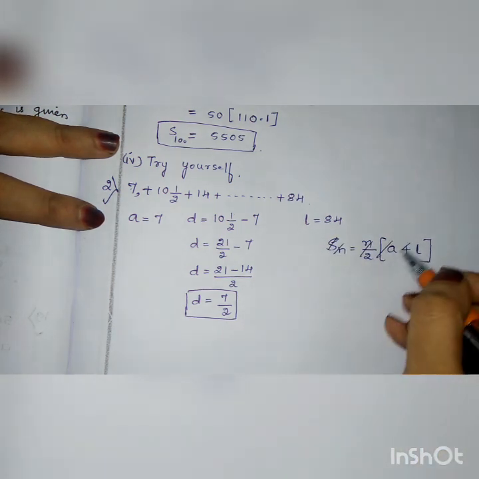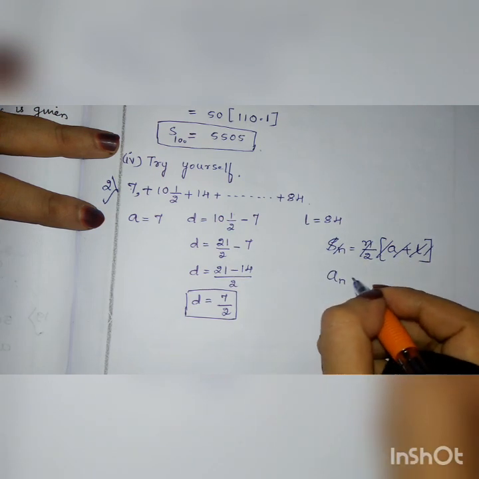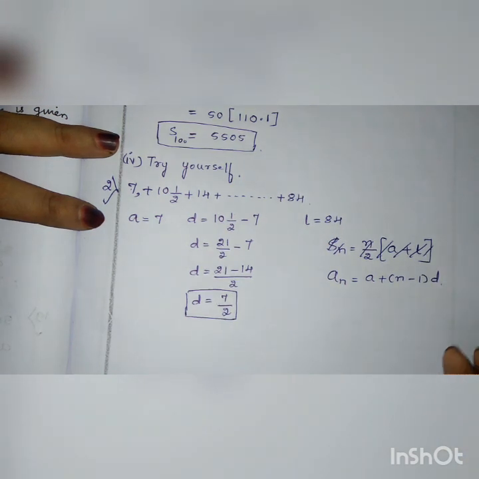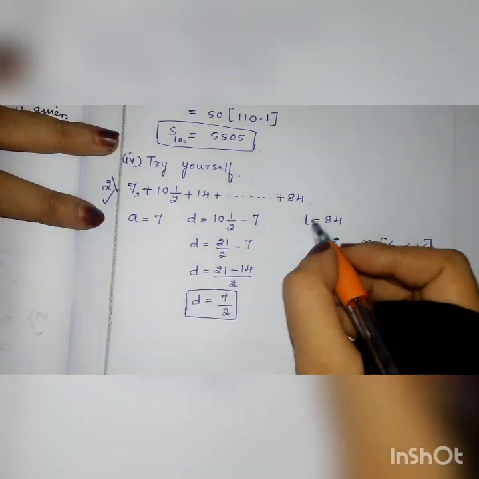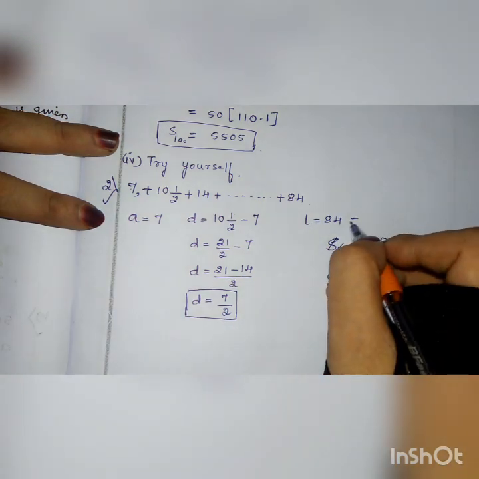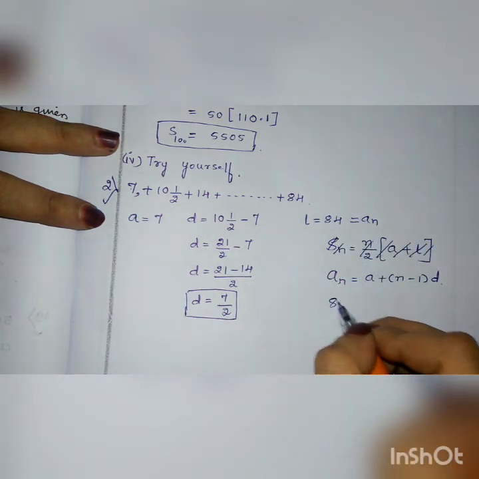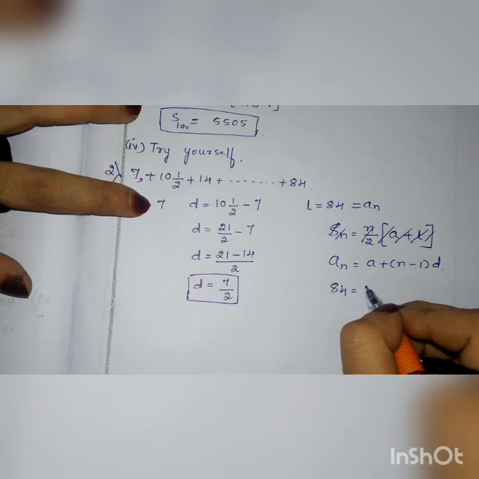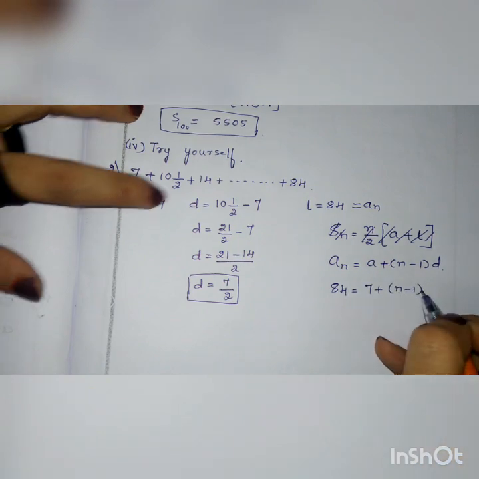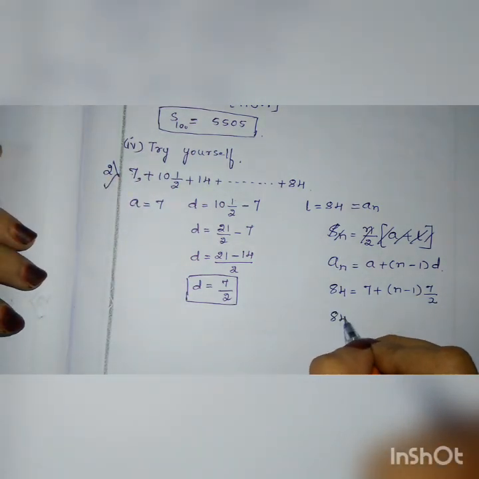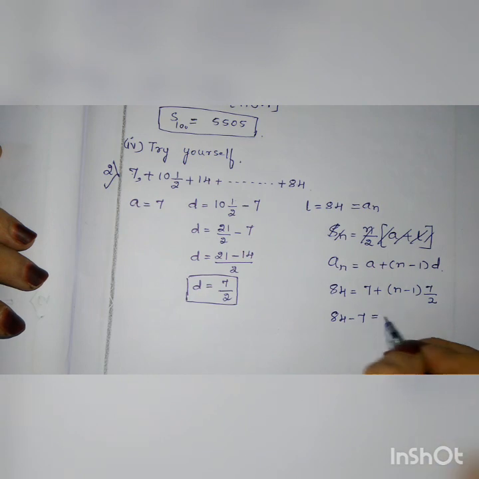So I will take this formula: an is equal to a plus (n minus 1)d. In the an formula we know that an is the last term. The nth term is also called the last term. L is also the nth term. So 84 is equal to a, which is 7, plus n we don't know, d we know 7 by 2. Okay, so now 84 minus 7 is equal to 7 by 2 n minus 7 by 2.